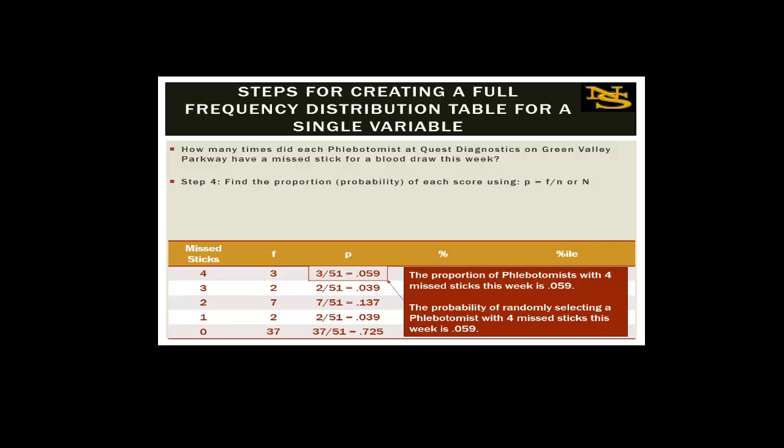So you could state this in 2 ways. You could say the proportion of phlebotomists with 4 missed sticks this week is 0.059. Another way that you could state this is in terms of probability. So you could say, if I were to just randomly select a phlebotomist from Quest Diagnostics on Green Valley, how likely would it be that they had 4 missed sticks for blood draws this week? Well, the probability of randomly selecting a phlebotomist with 4 missed sticks this week is 0.059. The number is the same, but the interpretation is somewhat different.